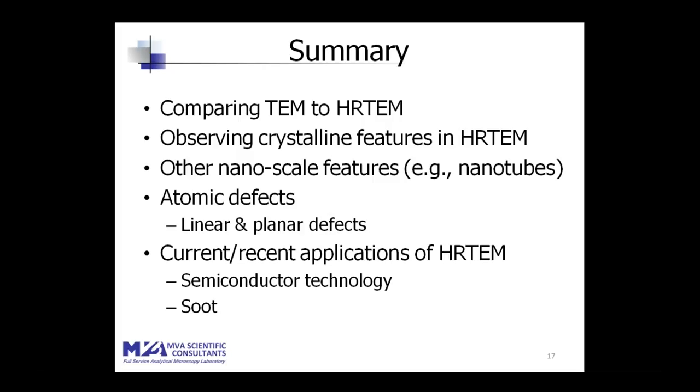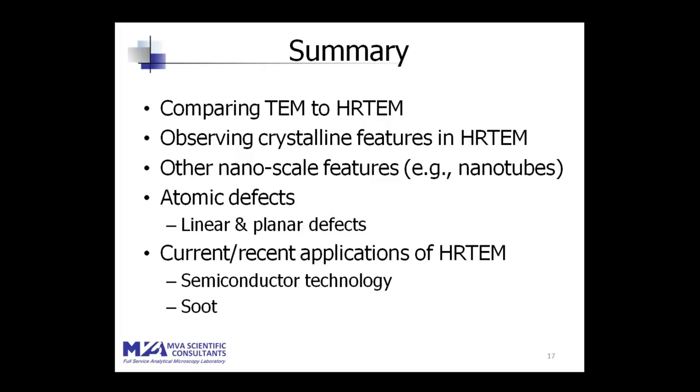I then spoke a little bit about the carbon nanotubes, the single and the multi-walled carbon nanotubes, and how we can directly image the structures, the actual walls that make up the multi-walled nanotube, for example. Then I talked about some atomic defects, the linear defects, those dislocations, the edge and loop dislocations in that galena, and planar defects such as the deformation twinning boundary that I showed for that nanocrystalline aluminum.